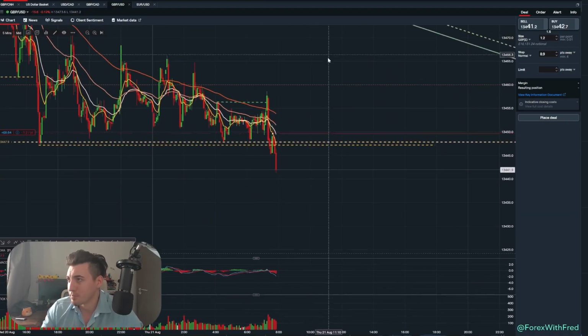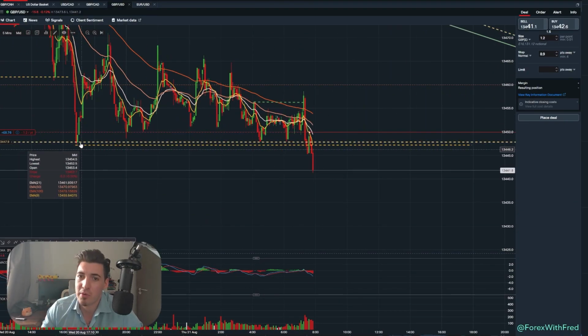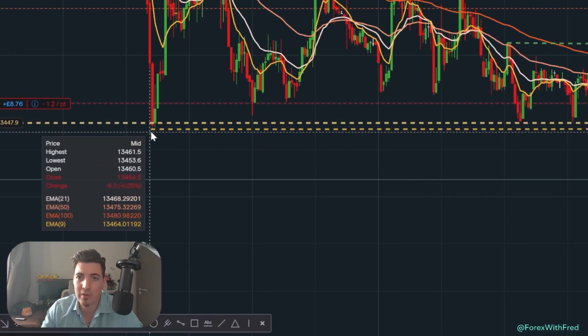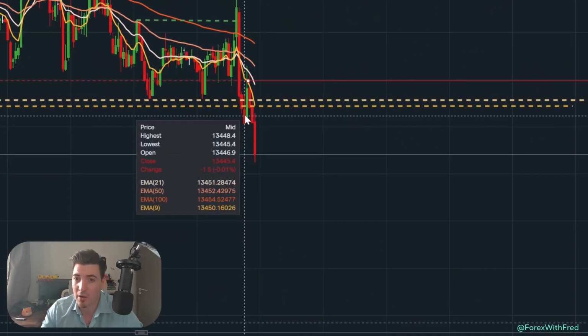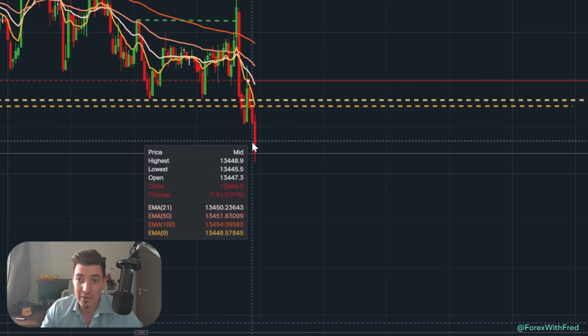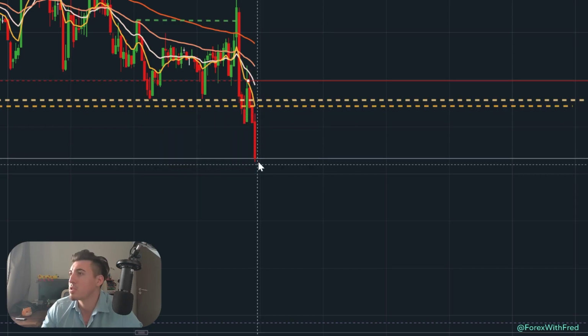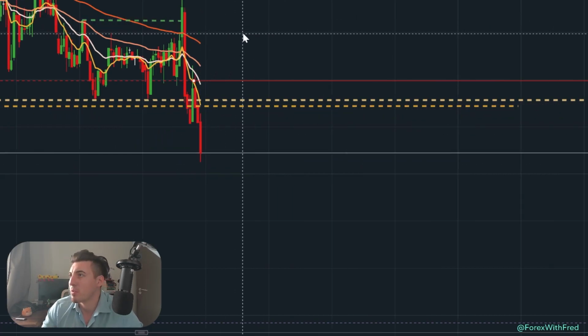In addition, we have just broken this previous low. You see this low here, we've just broken. We've closed below that low with a full body candle. Again, this is a positive indication that we're going to continue into the downside when the London session opens.